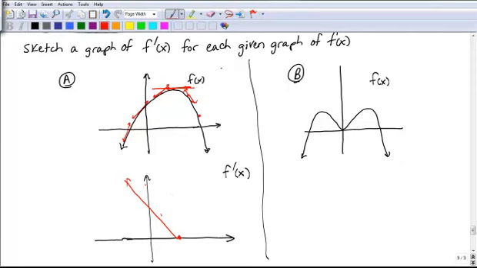Notice the y values here are just giving me the slope of the red lines on the graph. The tangent line here is a big positive number. If I scoot over a little bit, the tangent line there is a smaller positive number. The slope of that tangent line there is an even smaller positive number. The slope of the tangent line here is 0.